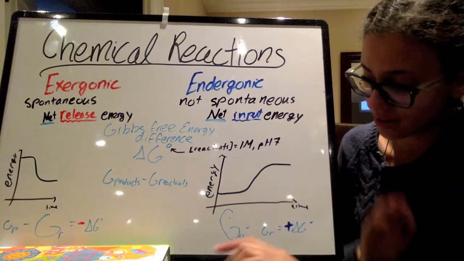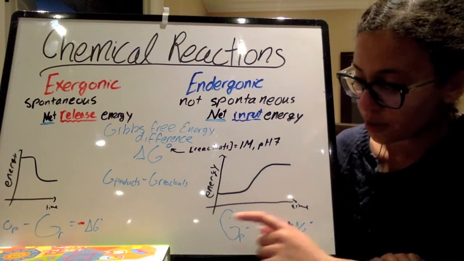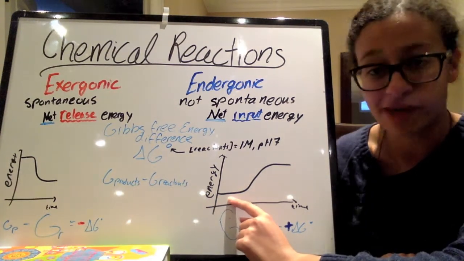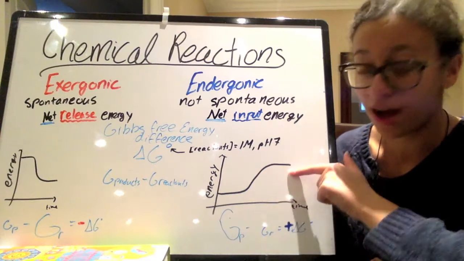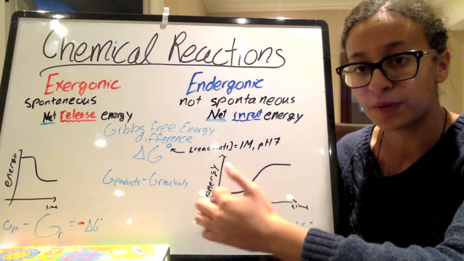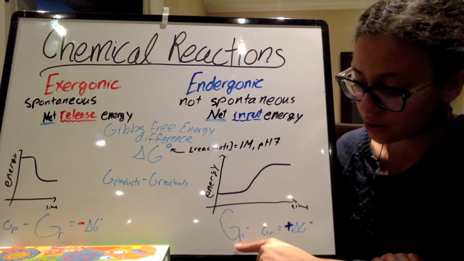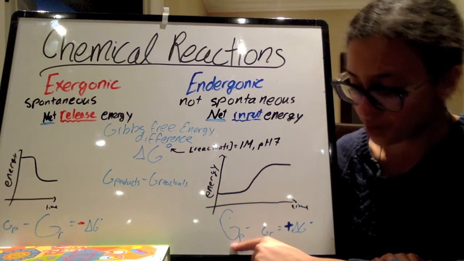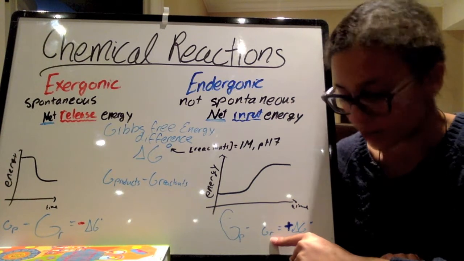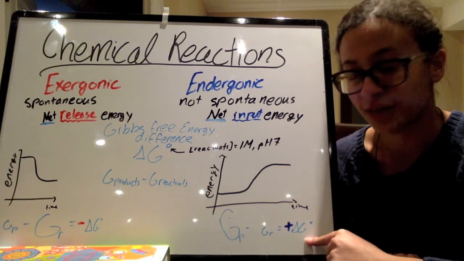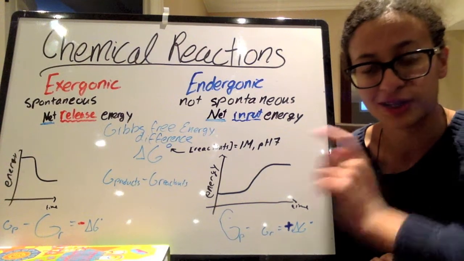In endergonic reactions, if we look at our energy graph over here, the reactants have low energy, but then the products have a high energy, which means that energy went into the reaction and they gained energy in total. So the energy of the products is a big G products minus a small G reactants, which gives us a positive delta G for endergonic reactions.